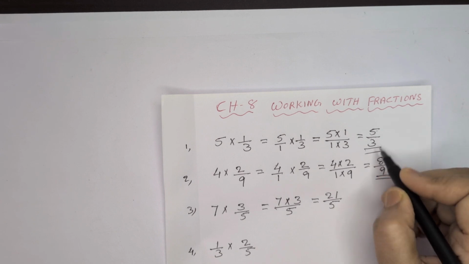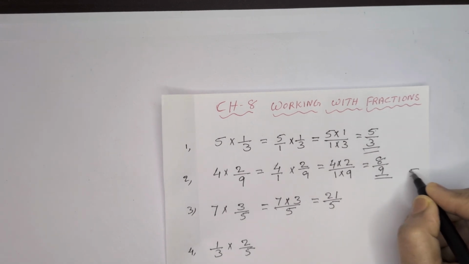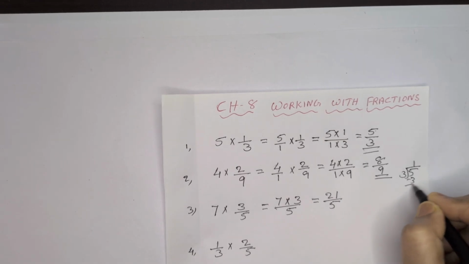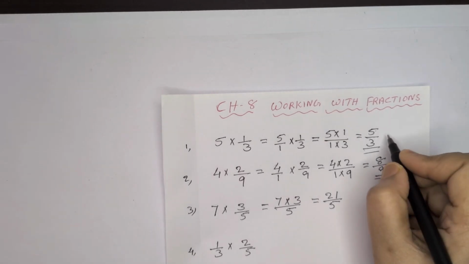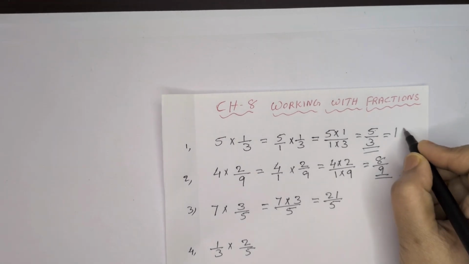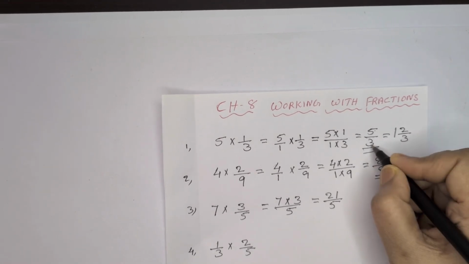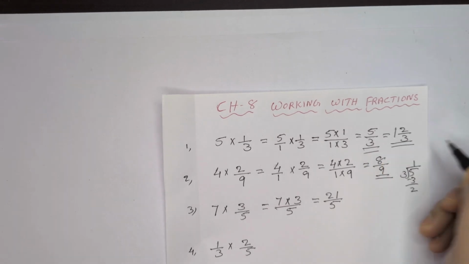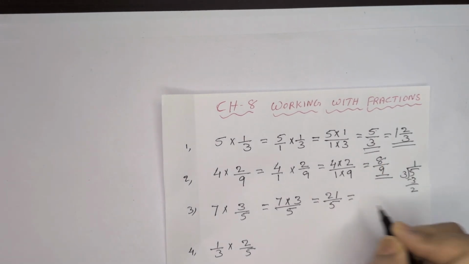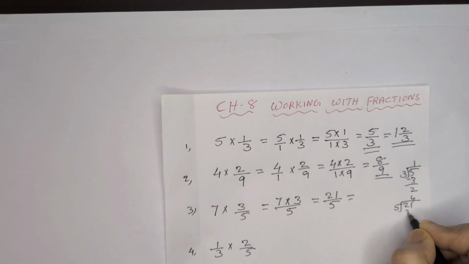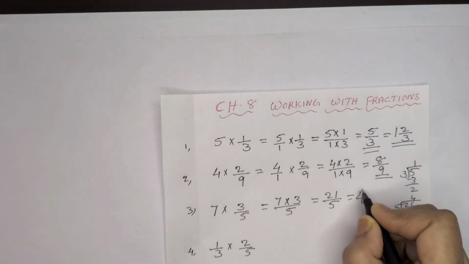If we divide 5 by 3, we will get 1 as the quotient and 2 as the remainder. So this one we can write as 1 and the remainder 2 by 3, with the same denominator: 1 and 2 by 3. In the same way, if we divide 21 by 5, we will get 4 as the quotient and 1 as the remainder. So 4 and 1 by 5.